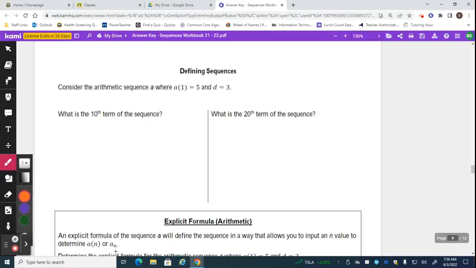So we know the first term is 5. And if I want to build this sequence from the previous term, the common difference means we're going to add 3 to the next term. So I could figure out the 10th term by adding: first, second, third, fourth, fifth, sixth, seventh, eighth, ninth, 10th. So the 10th term would be 32.